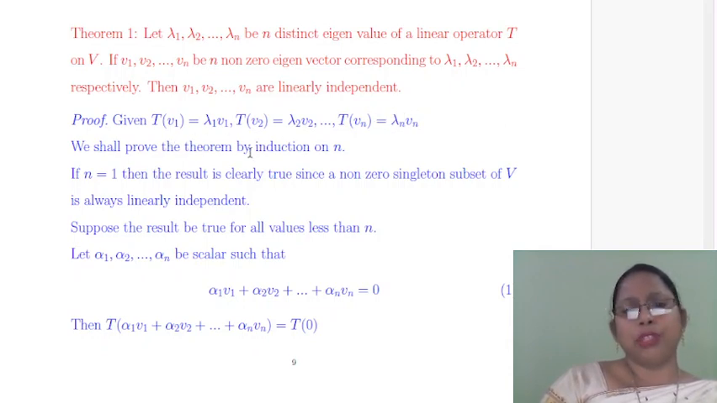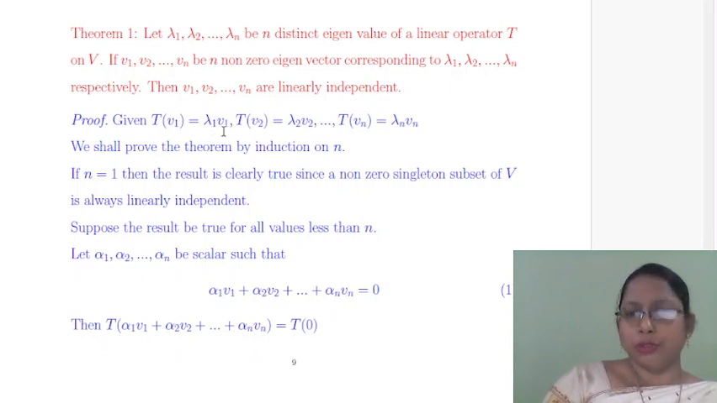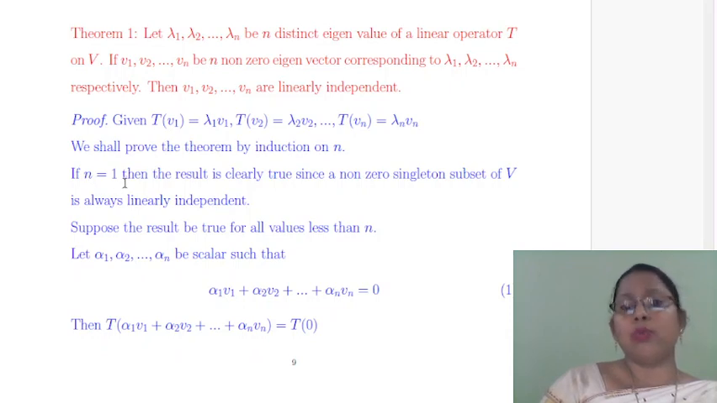We shall prove this theorem by induction on n. If n is equal to 1, the result is true, as a non-zero singleton subset of V is always linearly independent. If I take n equal to 1, T(b1) is equal to lambda 1 b1. If I equate this to 0, since a non-zero subset of a vector space is always linearly independent, this result is true when I take n equal to 1.